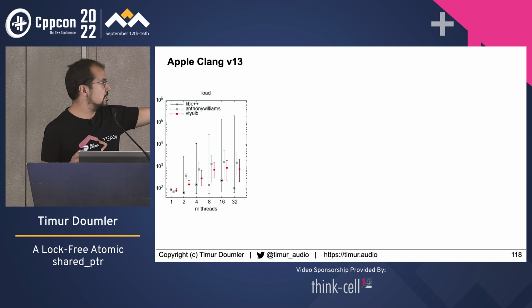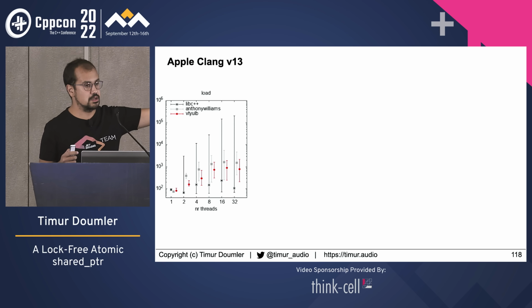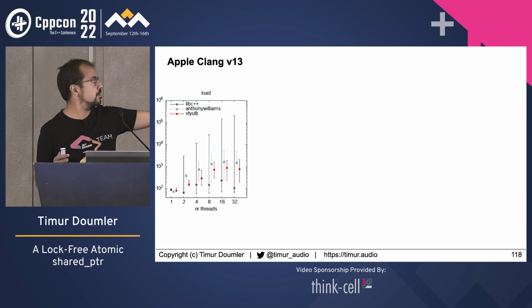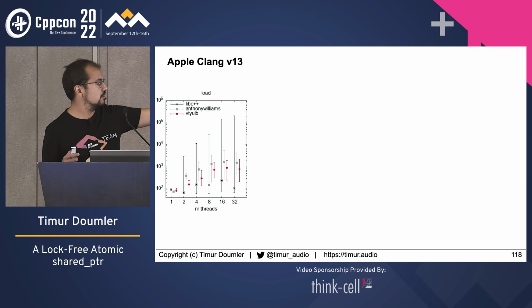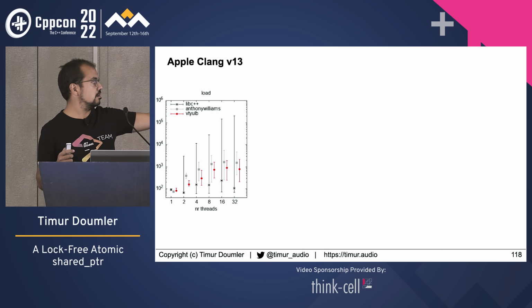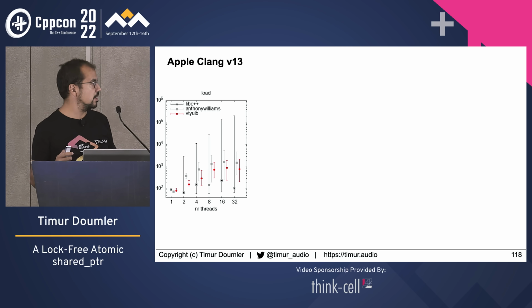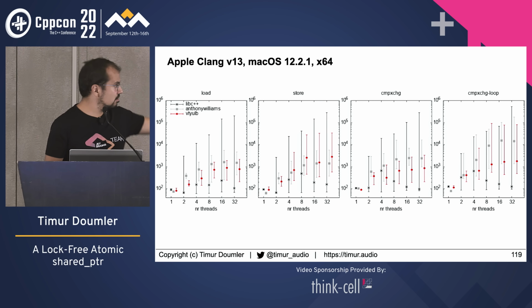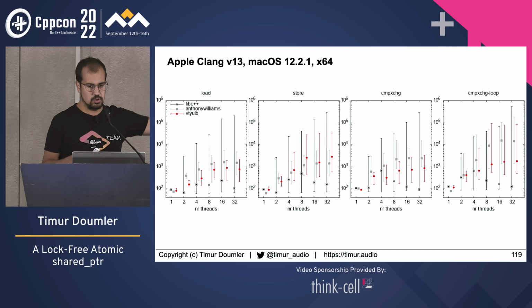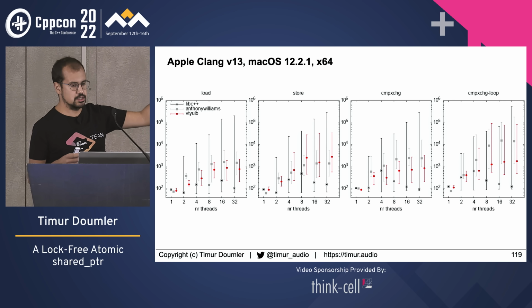Then we also see that Anthony Williams is about 2 to 3 times slower because it uses double width compare and swap, and Vladislav uses single compare and swap and pointer packing. So that's the load. I also benchmarked store, compare exchange once, and then compare exchange in the loop.